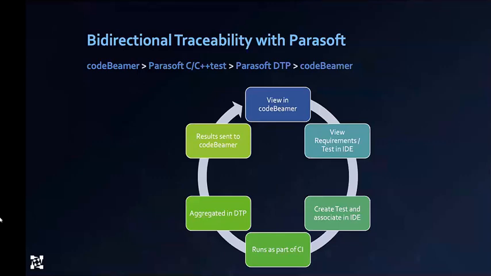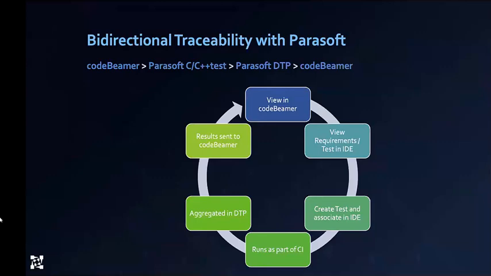So he's going to start in Codebeamer. We're going to look at some of the requirements that are there. We're then going to switch to Parasoft C++test. Parasoft C++test is actually built into the developer's IDE, so you're going to see Ricardo working inside of Eclipse. You're going to see those same requirements listed inside of the Eclipse IDE. He's then going to create a very, very simple test case and associate that test case with the requirement and test definitions that are inside of Codebeamer.